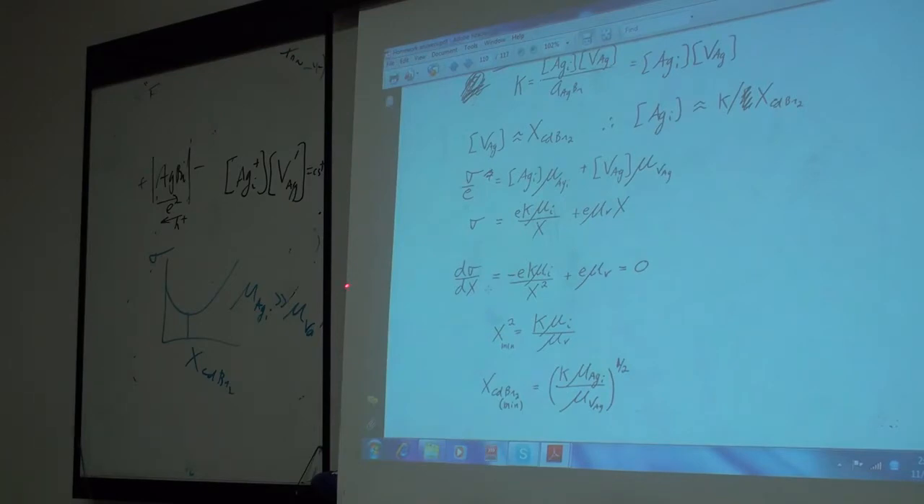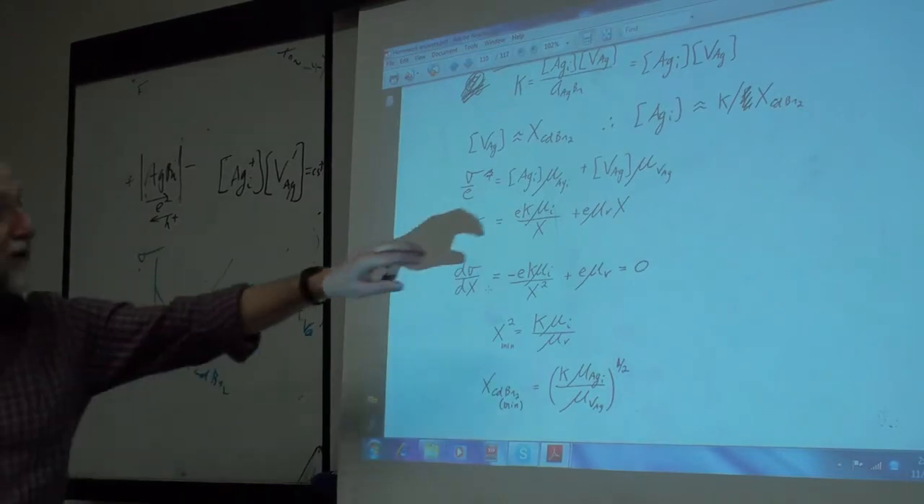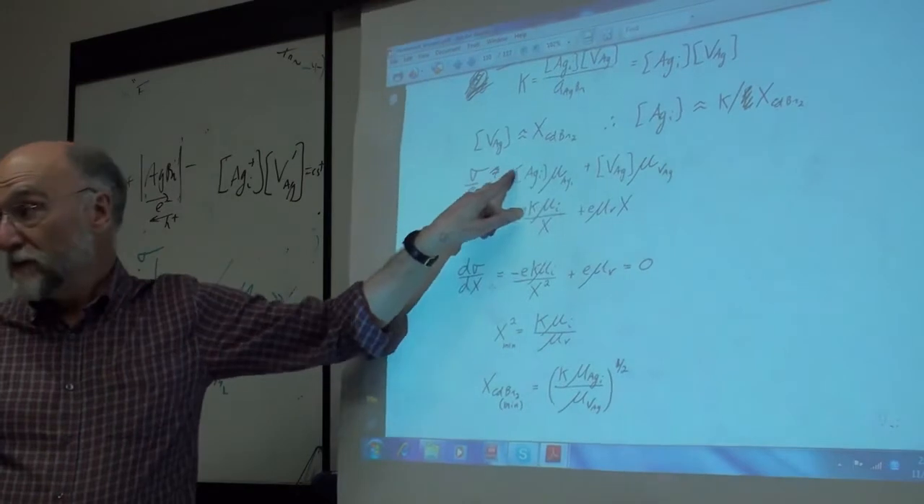Okay, so what's happening then, at first, this is the major thing. In pure silver bromide, the conductivity is mainly by the silver interstitials. The vacancies don't move very much because they're so immobile. Okay, in pure silver bromide, there's very little conductivity by the vacancies. It's mostly carried by this.